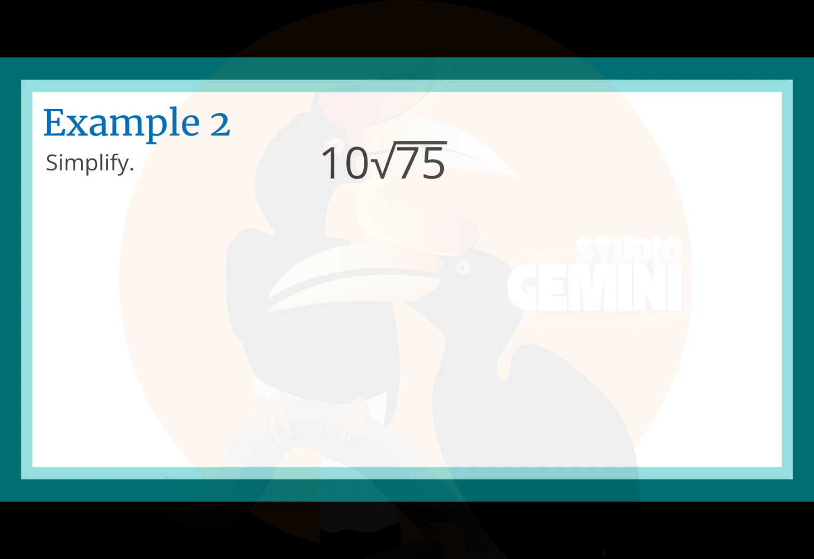For our second example, we want to simplify 10 times the square root of 75. We have a coefficient of 10 in this example, but we'll still start by finding the prime factorization of the number under the radical, which is 75. 75 is equal to 3 times 5 times 5, which are all prime numbers. Next, we'll look for any perfect square factors.